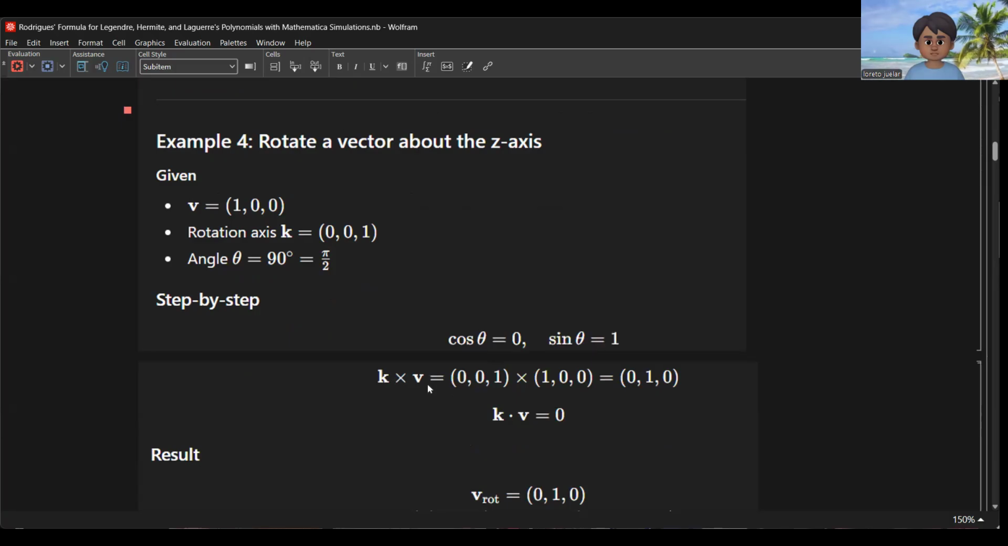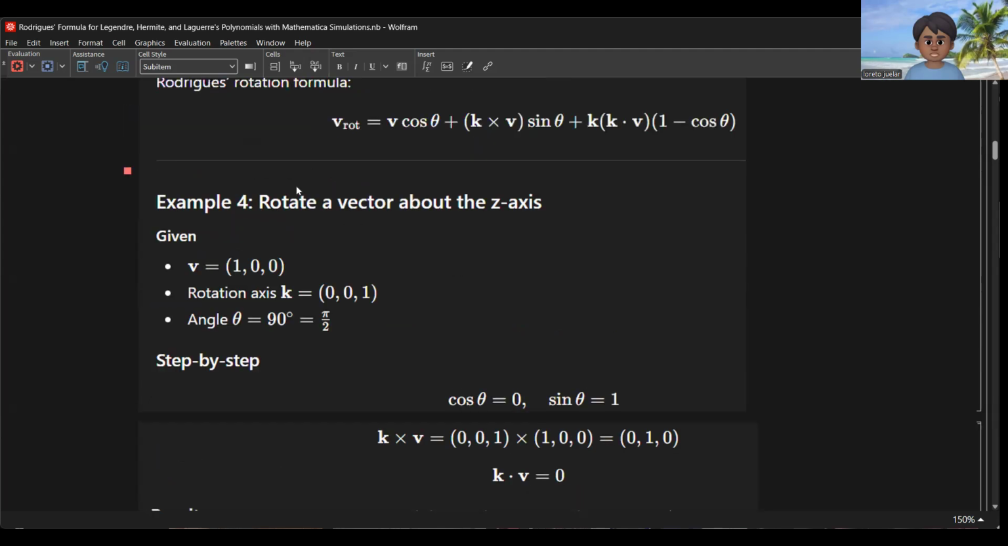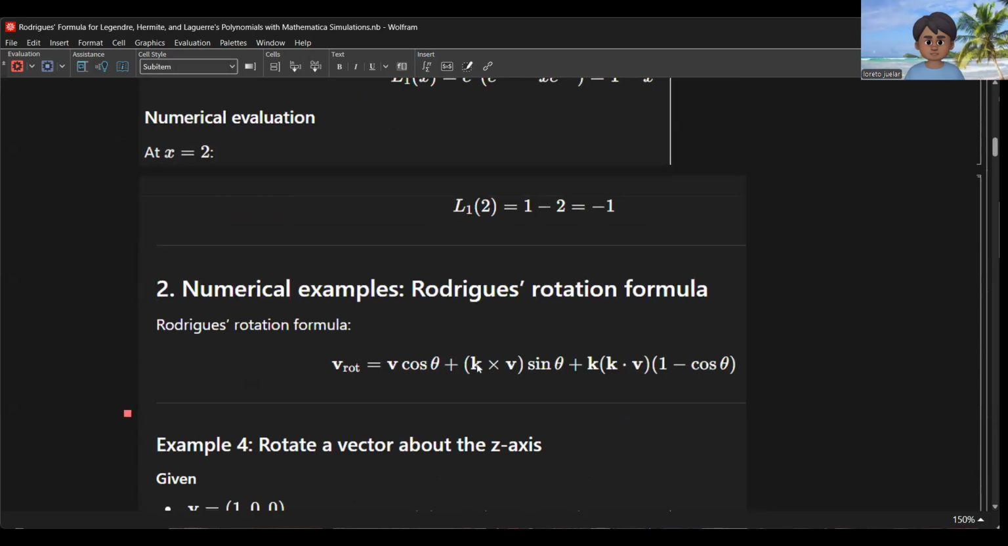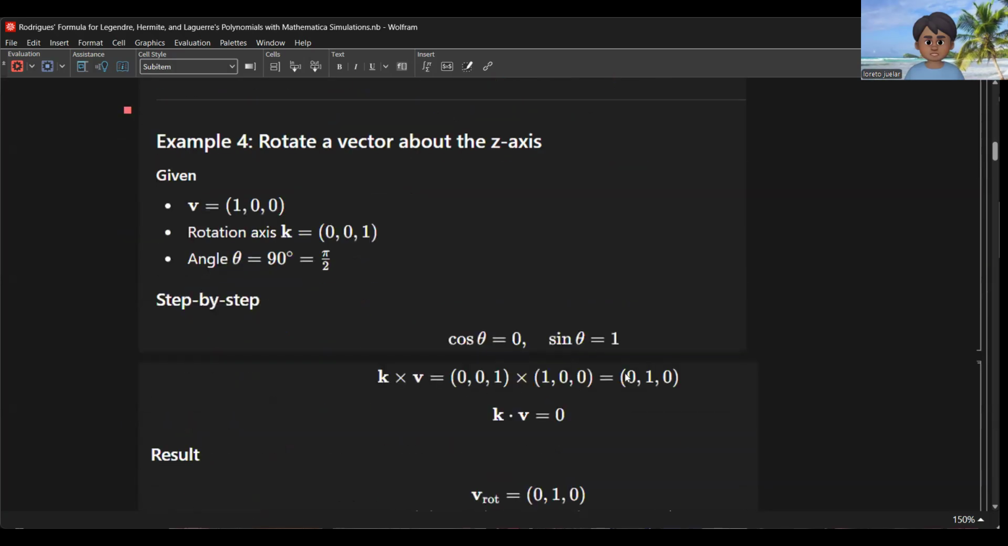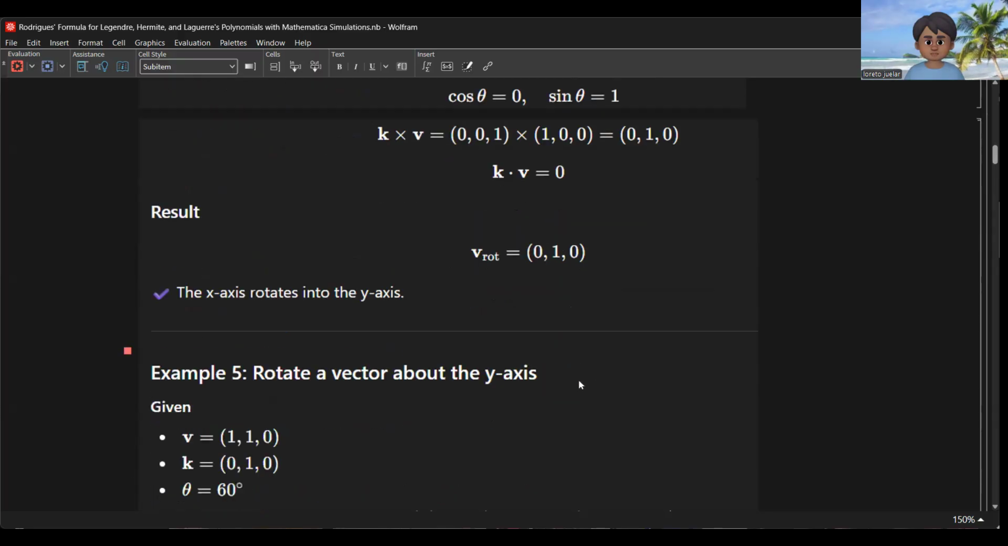So we have the cross product of k and v here. 0, 0, 1 cross product with 1, 0, 0 is equal to 0, 1, 0. Then the dot product of k and v is equal to 0. So the rotated vector is 0, 1, 0. So the x-axis rotates into the y-axis. We just substitute in the given Rodrigues rotation formula, and what we will have is 0, 1, 0.